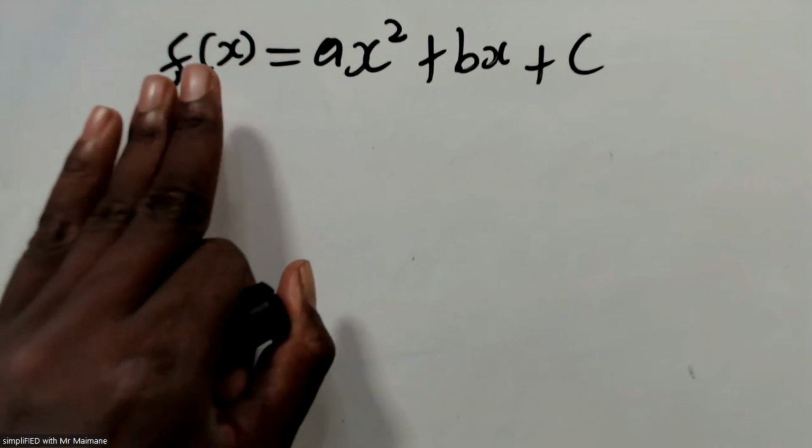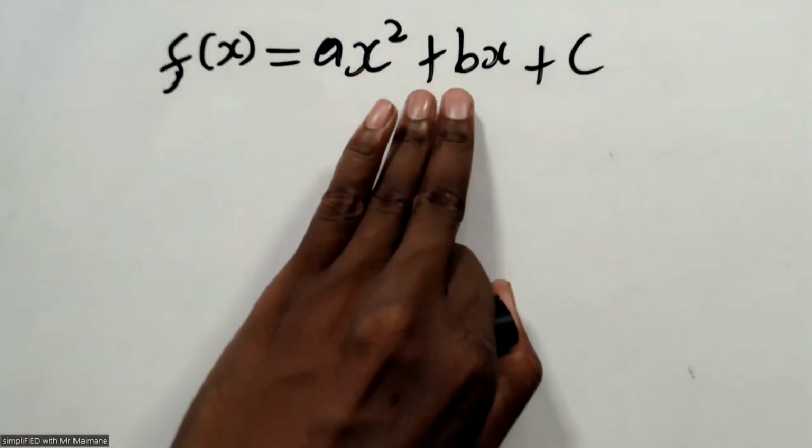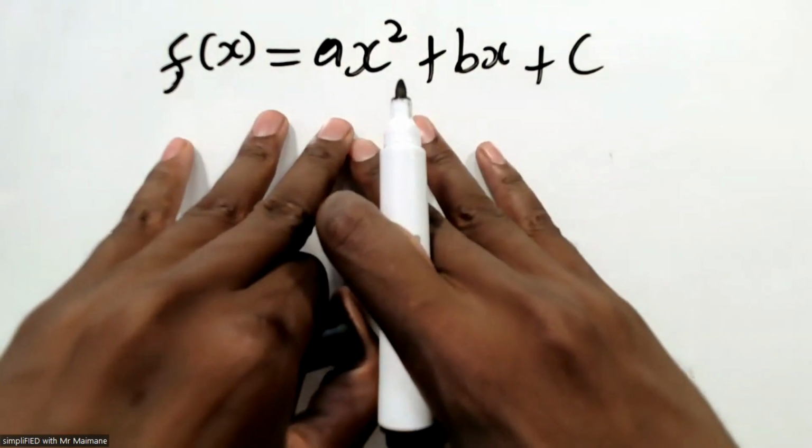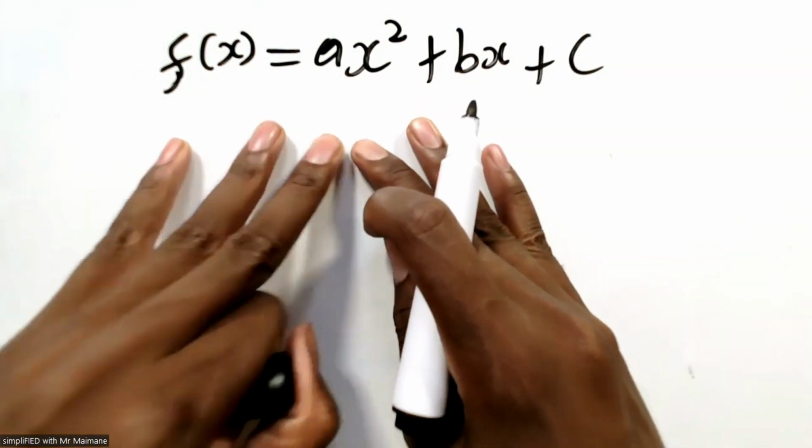Today, we're still continuing with quadratic functions, but here's some important stuff I need you to understand. So f of x is equal to ax squared plus bx plus c. Like we said, this is the standard form of a quadratic function.